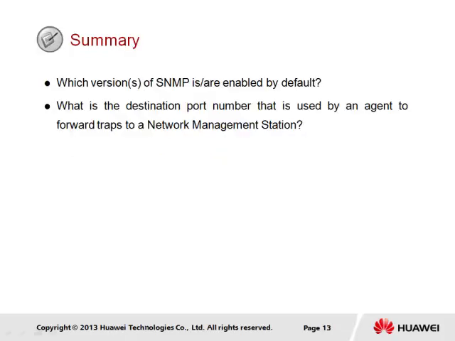So to summarize this section on SNMP, we just have a couple of questions again here. The first asks, which versions of SNMP is or are enabled by default? Well, if we recall, all versions of SNMP, which includes versions 1, 2c, and 3, are enabled by default. What is the destination port number that is used by an agent to forward traps to a network management station? Well, all traps will be sent to the NMS via UDP port 162.